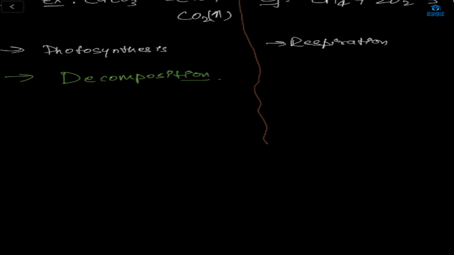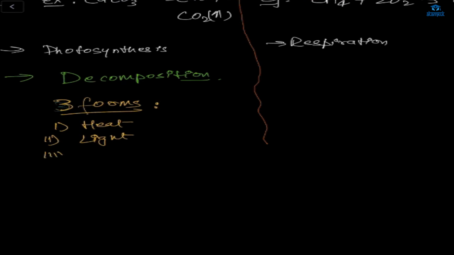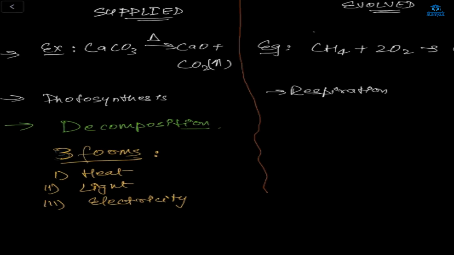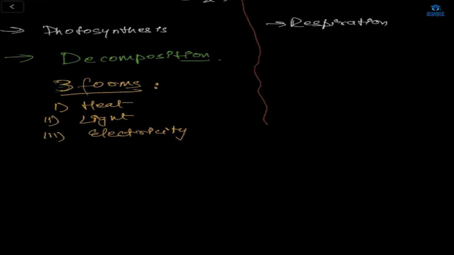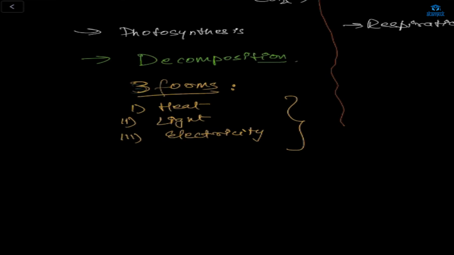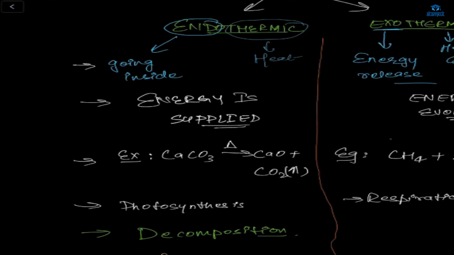Three forms. What will it be? It will be in the form of heat, in the form of light, and the third one in the form of electricity. Means the energy which we are supplying is in the form of these three: the heat, the light, and the electricity. Okay. So how can I say that decomposition is an example of this endothermic?